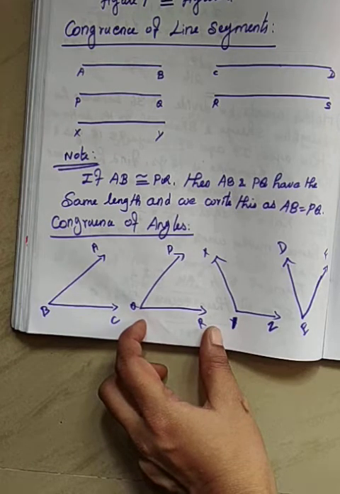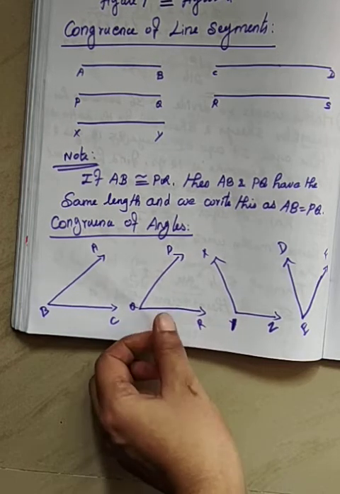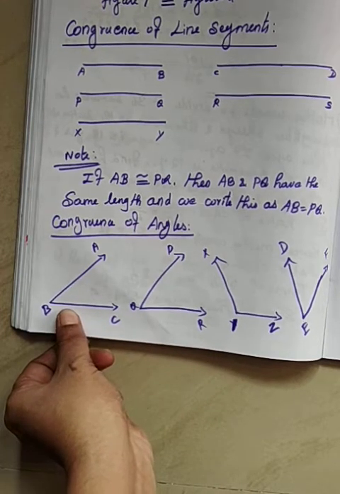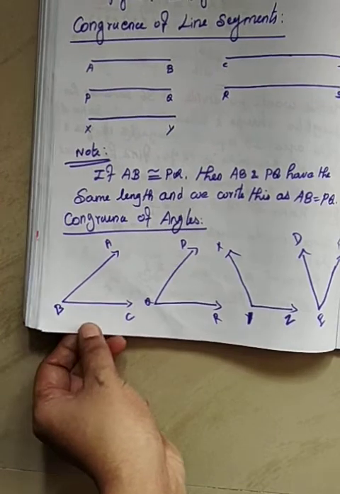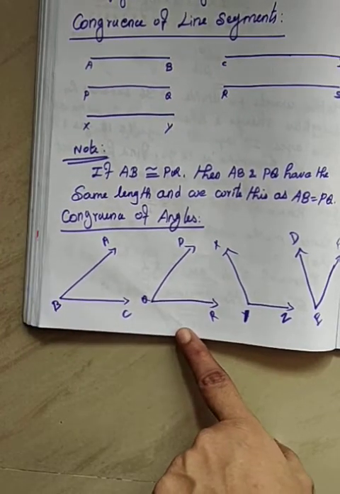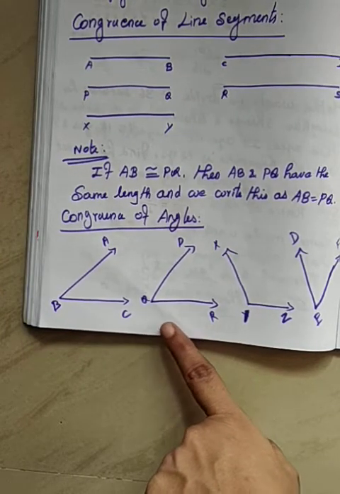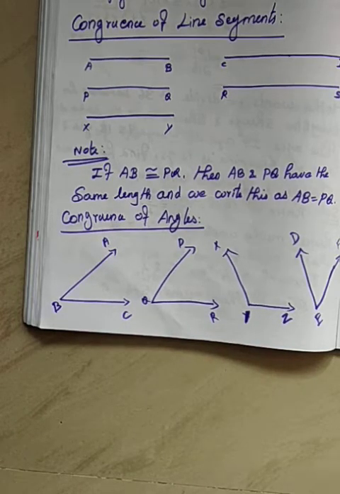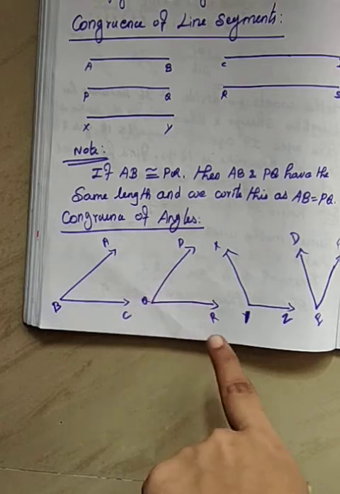Okay, from this we conclude that angle PQR and angle ABC are congruent. Everybody clear in that one? See what I told you. To check whether the angles are congruent, we have to make a replica of one angle and place it on the other angle.